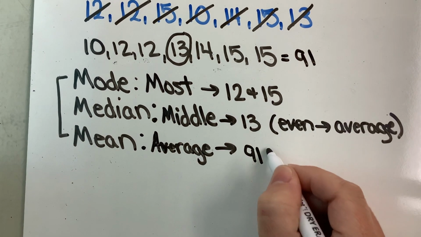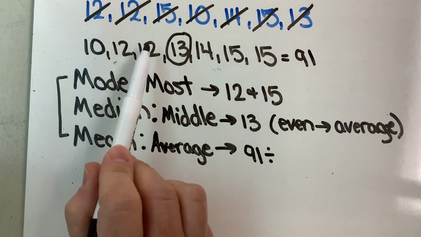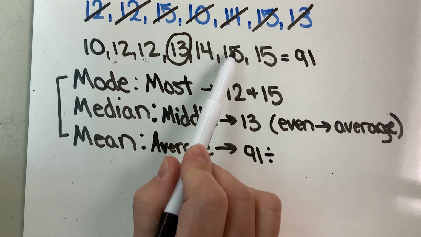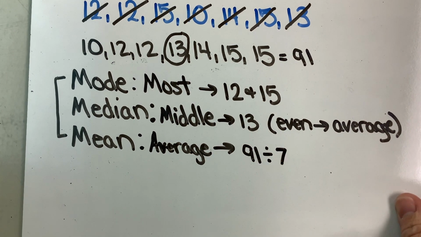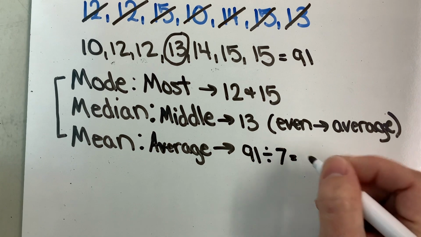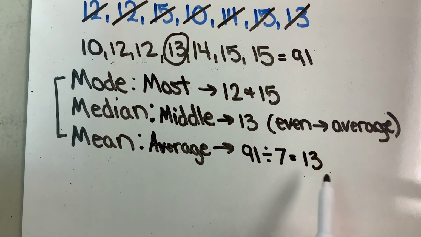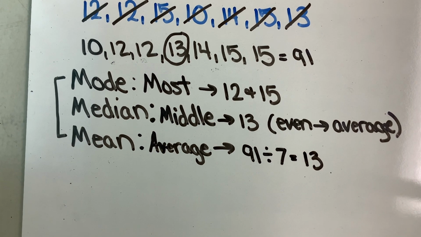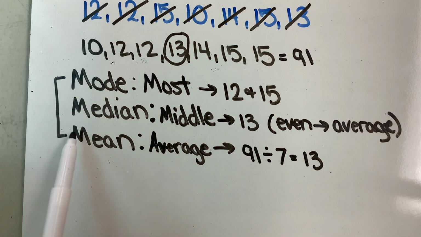And then I'm going to divide by the amount of numbers. So there's 1, 2, 3, 4, 5, 6, 7 numbers. So I'm going to divide by 7. And when we do that, it actually works out exactly to 13. So our mean is 13. These are known again as measures of center.